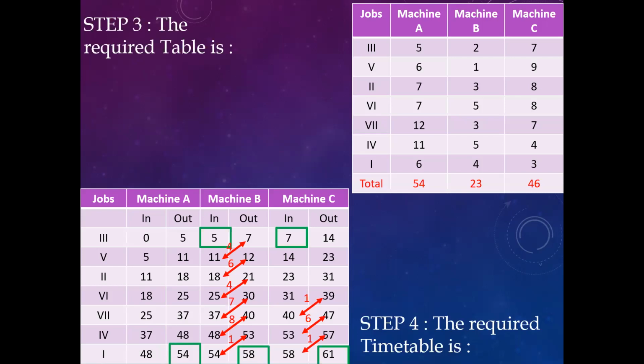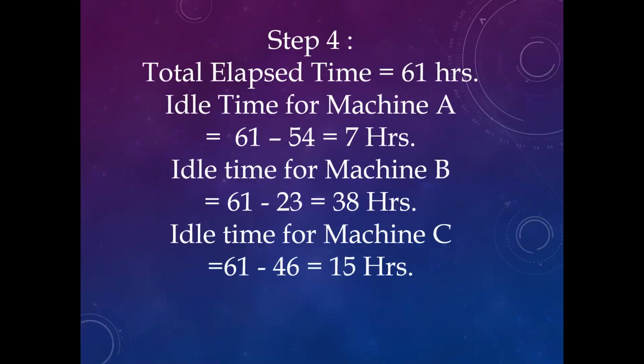The boxes which I have put are on the out time of the first machine, then the in time of the second machine and the last one, and the in time of machine C and the last one. Also the differences I have highlighted with the double arrows. You can see I have written all the numbers and highlighted them with double arrows like this. So in this way, class, you can do your sum. Then the final answer, 61 hours, is the final answer. Then you can subtract the total of all the 3 machines: 61 minus 54, 61 minus 23 and 61 minus 46.